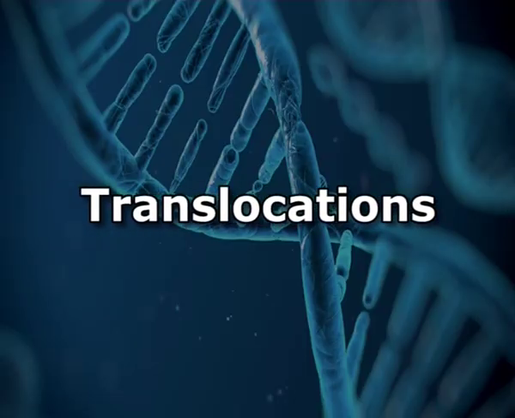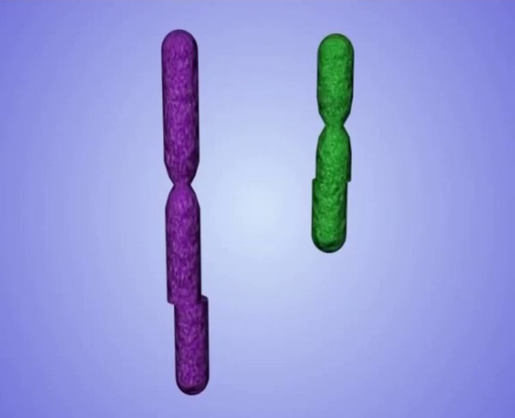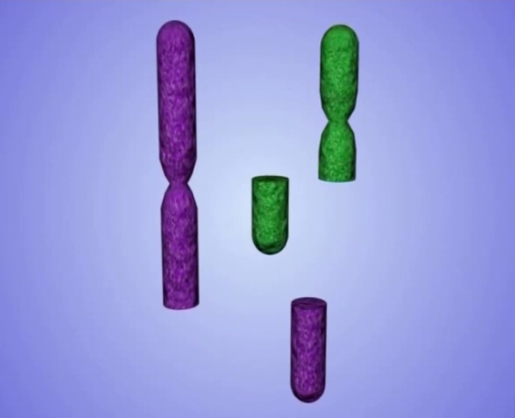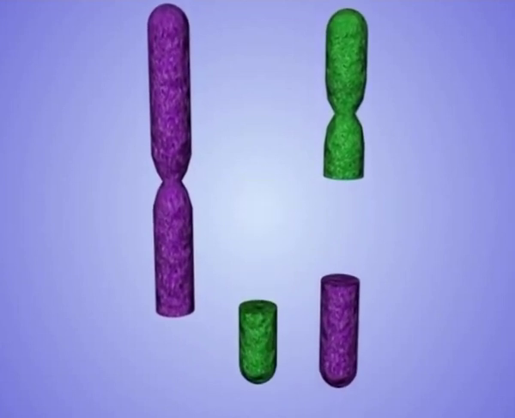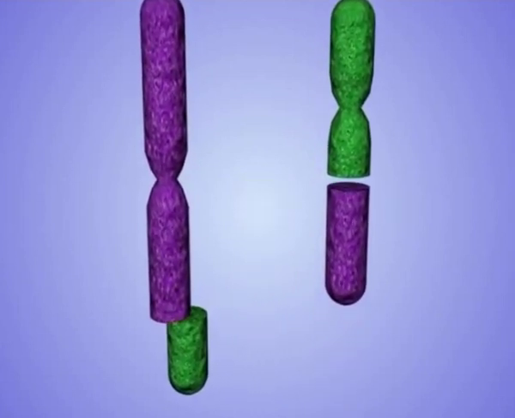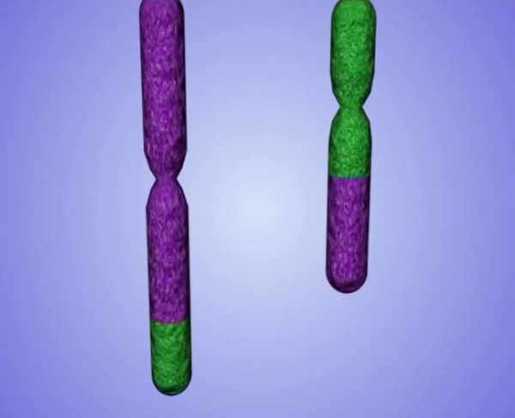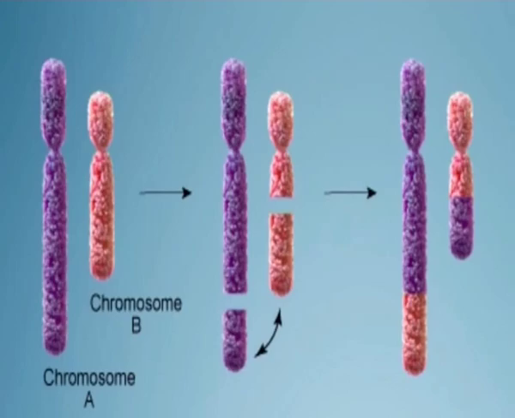Changes in chromosome structure include, basically, translocations. A translocation occurs when a piece of one chromosome breaks off and attaches to another chromosome. This type of rearrangement is described as balanced if no genetic material is gained or lost in the cell. If there is a gain or loss of genetic material, the translocation is described as an unbalanced translocation.